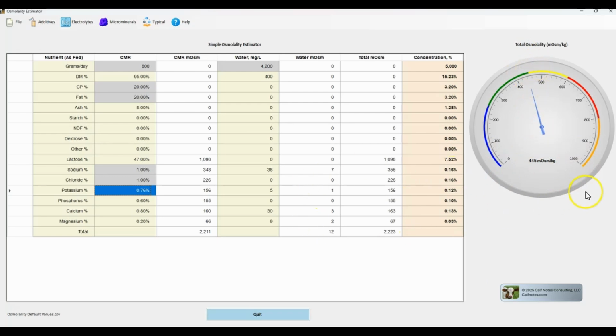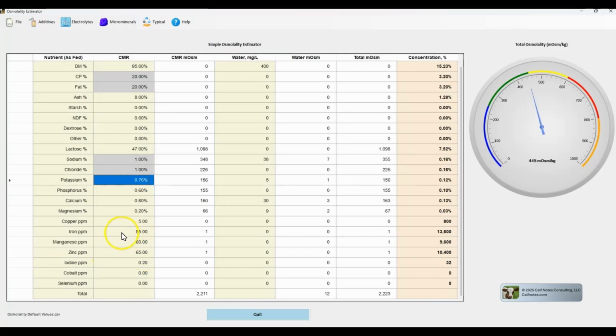It's important to understand mineral concentrations, even though they may not always be listed in detail on the feed tag. Your feed supplier should be able to provide a full mineral analysis. Macrominerals have the greatest impact on osmolality. Microminerals rarely contribute enough to make a meaningful difference.